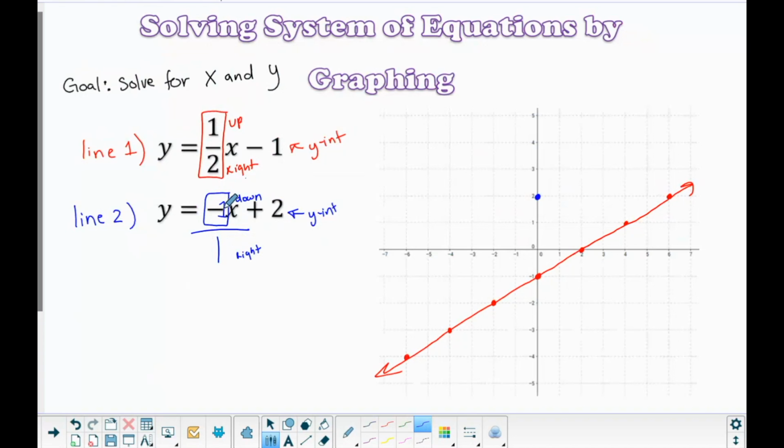So in this case, I'm going to go down 1 to the right 1. Down 1 to the right 1. Down 1 to the right 1. And if we notice, we have found our point of intersection. So I'm going to connect my dots. And my point of intersection is right here. This is my solution. So I'm going to write down this point. This point is (2, 0). And that is my solution.